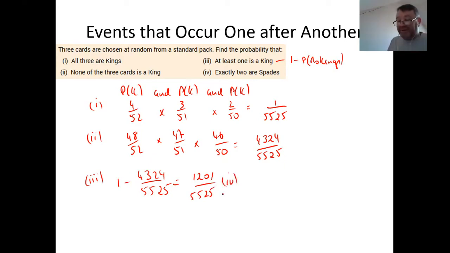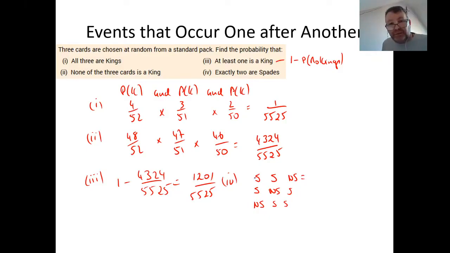Now, exactly 2 are spades. So how many times could I get that? Well, I could get a spade and a non-spade. I could get a spade, a non-spade, and a spade. Or I might get a non-spade with 2 spades. Okay? So in other words, there are 3 permutations for this particular question. So what I would suggest you do is you just work out the first one and multiply it by 3, because there are 3 different arrangements of the same result. Now that's important.